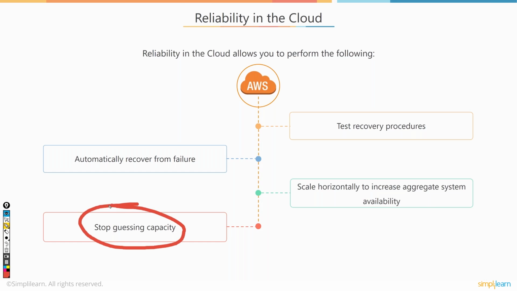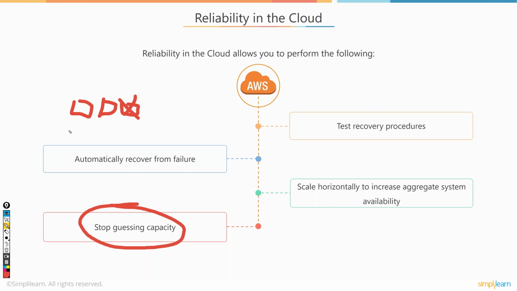One of the last things on this particular slide is stop guessing capacity. Exactly what we mentioned. You don't need to guess it. You deploy 2 boxes, and if it's not enough, you deploy a 3rd one. If it's too much, you delete. And basically, you always keep, which means you don't need to over-provision.